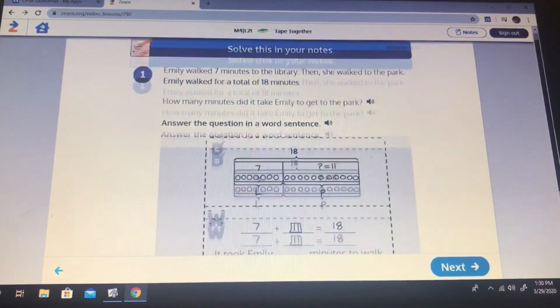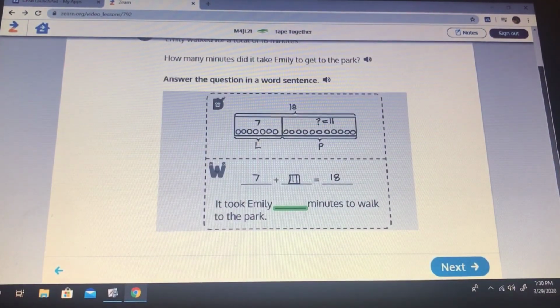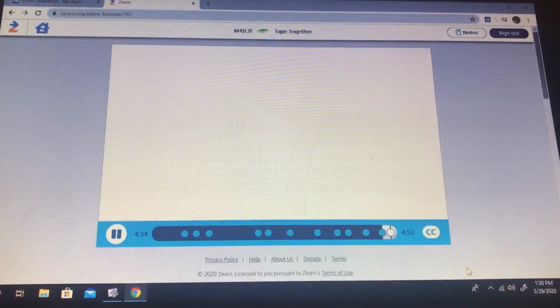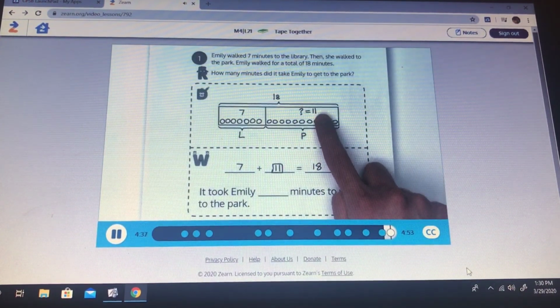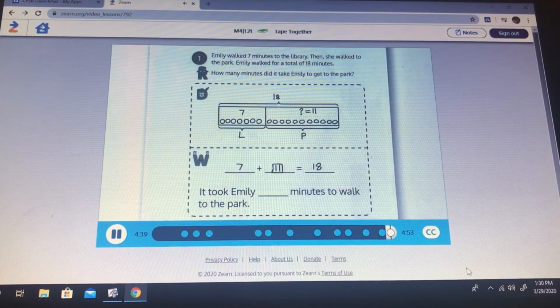So it's written for you. It took Emily blank minutes to walk to the park. How many minutes did it take her to walk to the park? It took her 11 minutes to walk to the park. We showed in our tape diagram and number sentence that it took Emily 11 minutes to walk to the park.